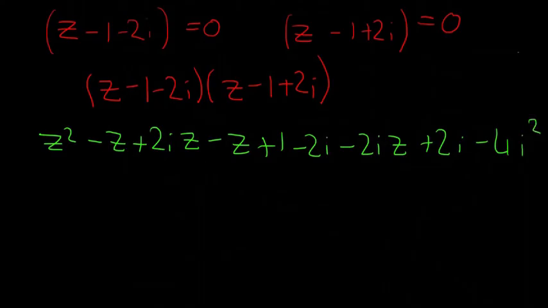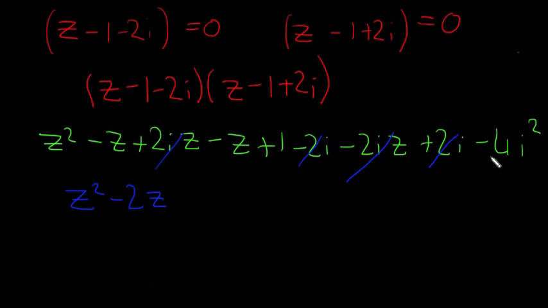Okay, I'll get my blue thing out here. So plus 2iz and minus 2iz are going to go to 0, as well as that minus 2i and plus 2i. So you shouldn't get any i's in your final thing here, okay? So now we're going to go ahead. It's going to be z squared minus 2z, because it's minus z and it's minus z. And the last one, we have plus 1 and minus 4i squared.